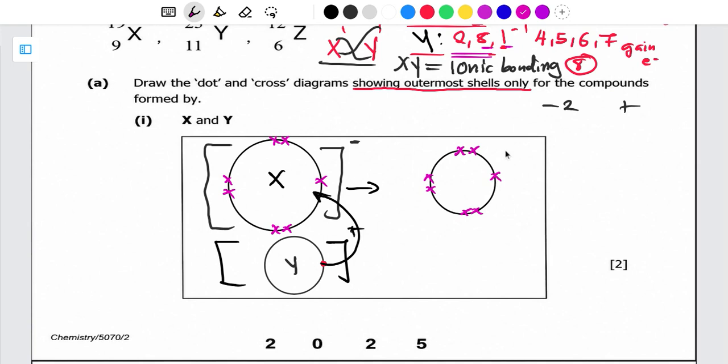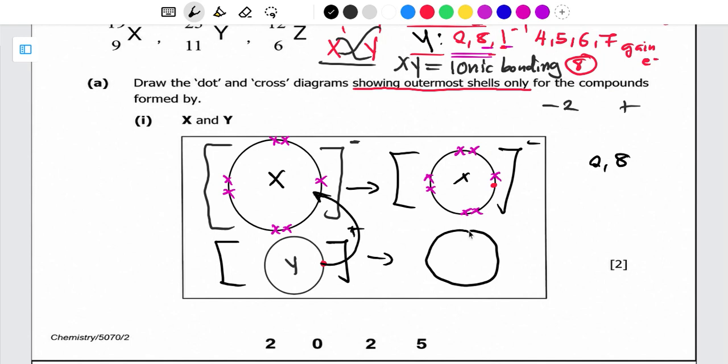But remember, one is going to be a dot, which is coming from Y. So this is X, our final X that we are going to have. Then our final Y, remember, 1 has gone. So if 1 has gone, the electron configuration now is going to be 2,8. So we have 8 electrons in the outermost shell for X. Let me say for Y, not X.